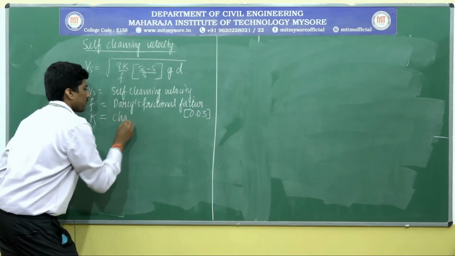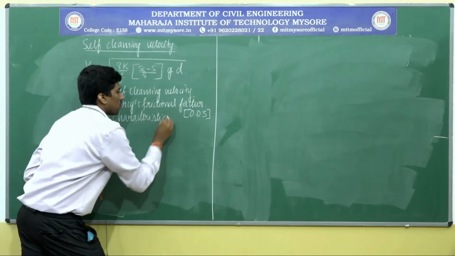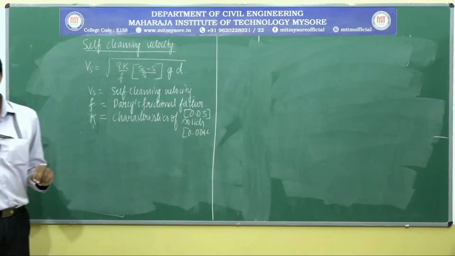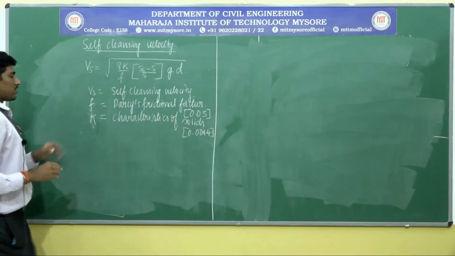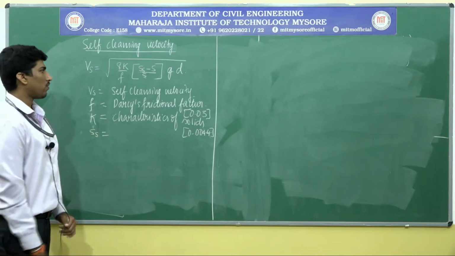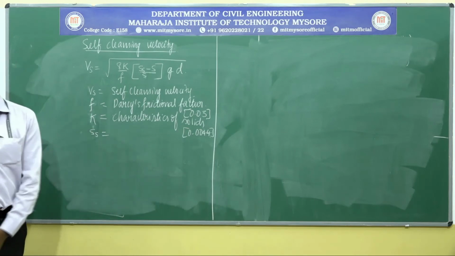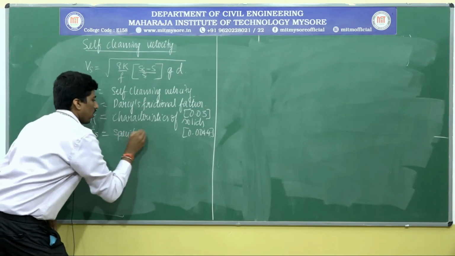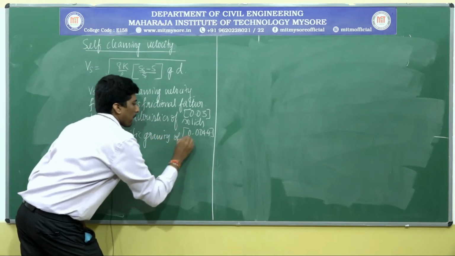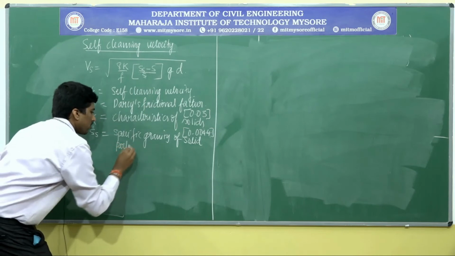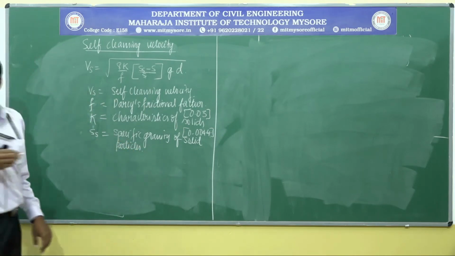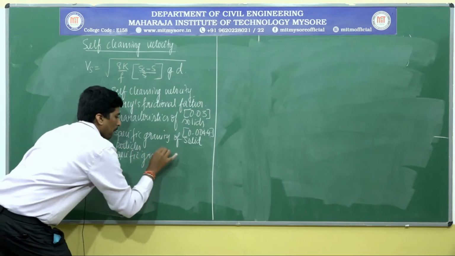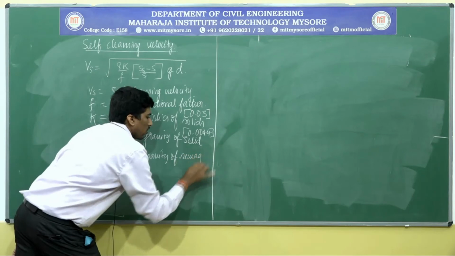And what is k? Characteristics of solids, which gives a value of, I think, 0.0044. Next, what is Ss? Ss is mainly related to the specific gravity of the solid particles, because they tend to settle. So, specific gravity of the solid particles. And S is the specific gravity of the sewage.